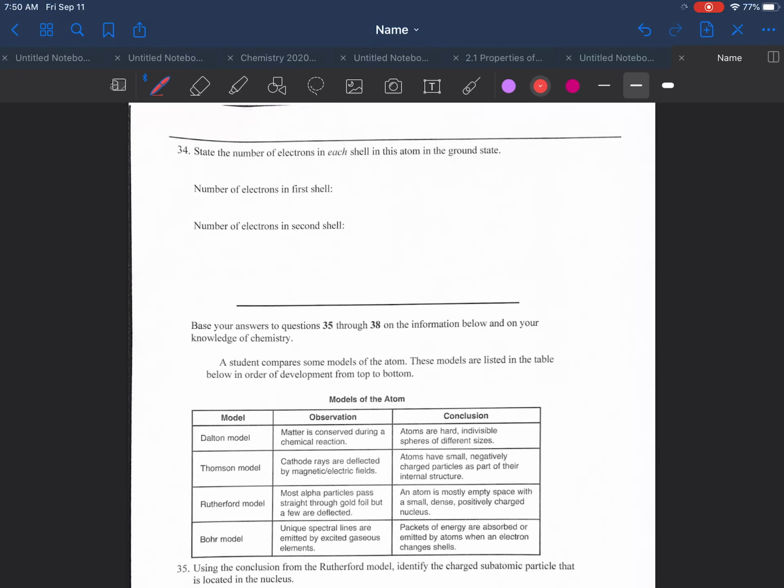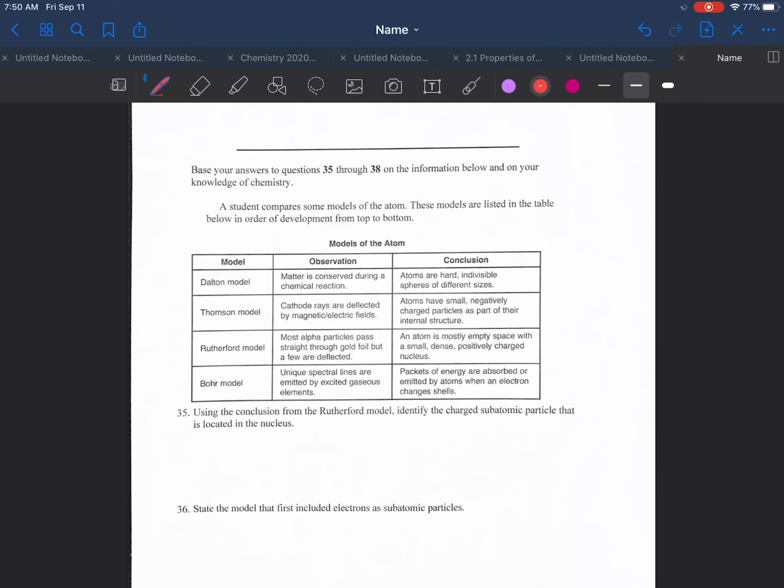Okay, and this now asks, state the number of electrons in each shell in this atom in the ground state. So remember, we have 1s2, 2s2. And remember that shell is the same thing as a principal energy level. So in the first principal energy level, we have 2. So that's the same as in the first shell. And then in the second, we also have 2. So that is the second shell.